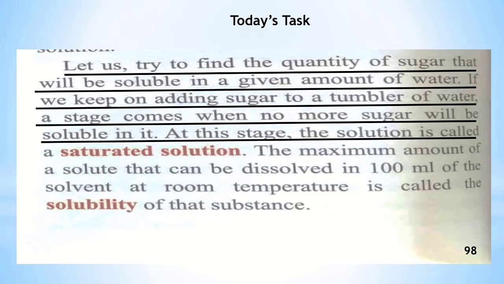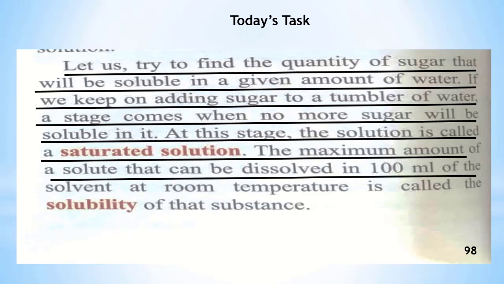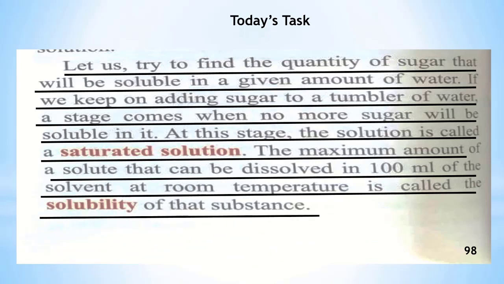So at this stage the solution is called a saturated solution. तो हम उस solution को कहेंगे कि वो saturated solution है, जिसमें और शुगर ऐड नहीं हो सकती. And the maximum amount of a solute that can be dissolved in 100 milliliter of the solvent at room temperature is called the solubility of that substance. अब हम कहेंगे कि 100 मिलीलीटर में सिर्फ इतनी ही शुगर डिसॉल्व हो सकती थी, तो ये उसकी सॉलिबिलिटी है.